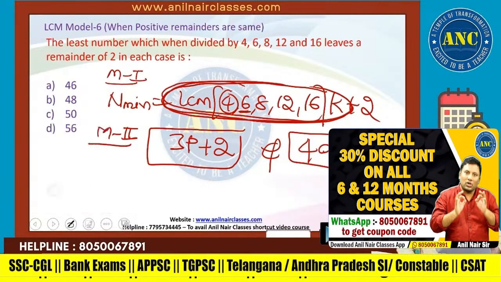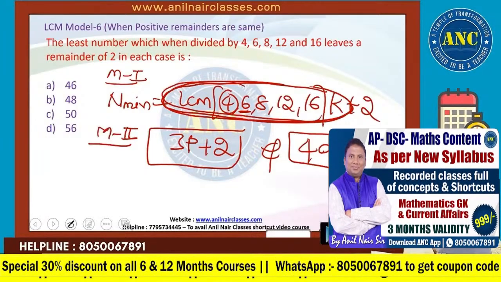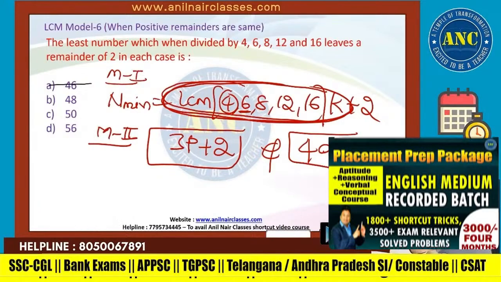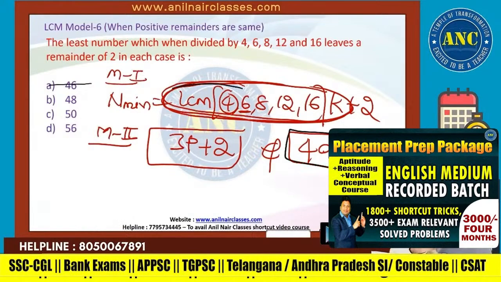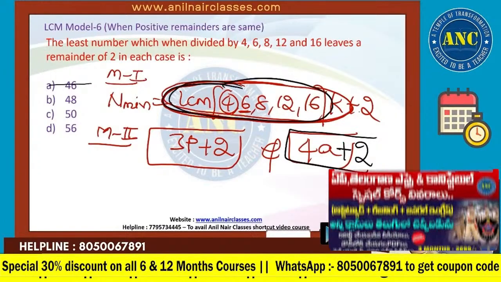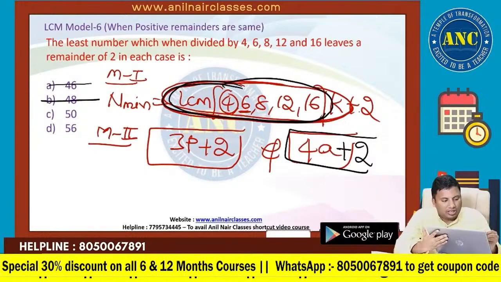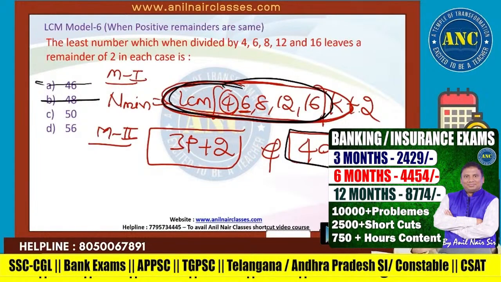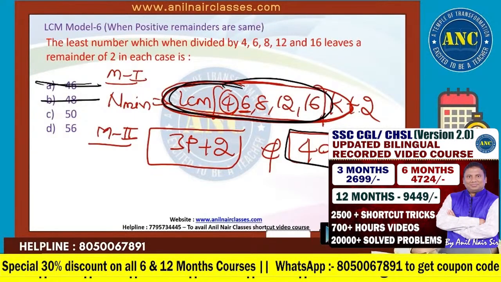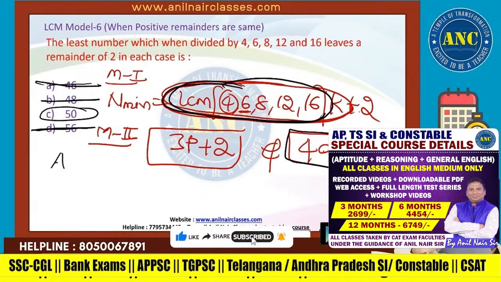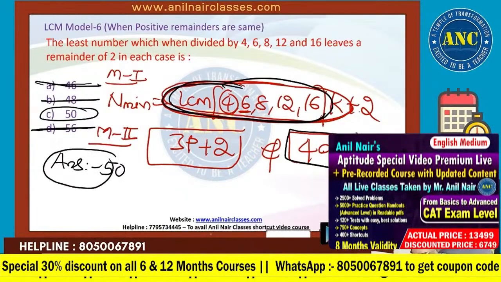The answer should be of the form 4a plus 2, sorry, 4a plus 2. This is divisible by 4 plus 2, and this is divisible by 3 plus 2. Check each option: this one is 3 into 15 plus 1, so it is out. This is 4 into 14, so these are out. Only answer is 50.